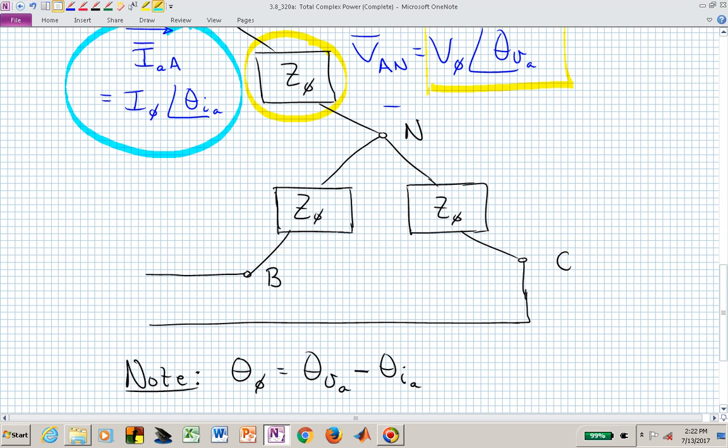And we now want to know what's going to happen with the complex power in all three phases, so the total complex power. And since we know the angle of the A phase voltage phasor and the angle of the A phase current phasor, the angle of the impedance of that A phase, and for that matter all of the phases, is theta sub V sub A minus theta sub I sub A.